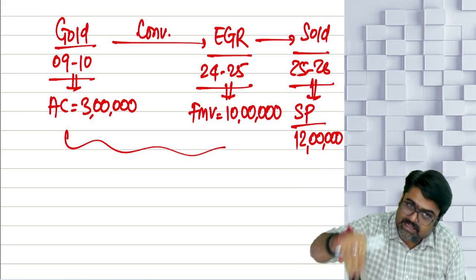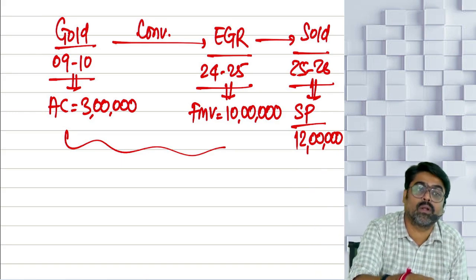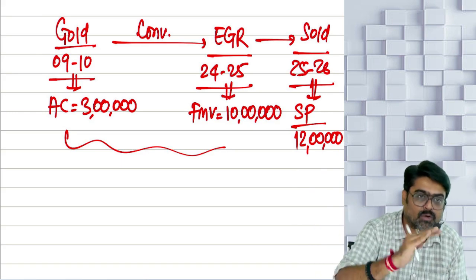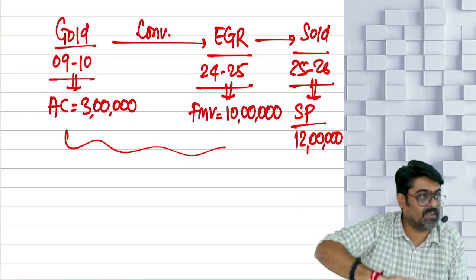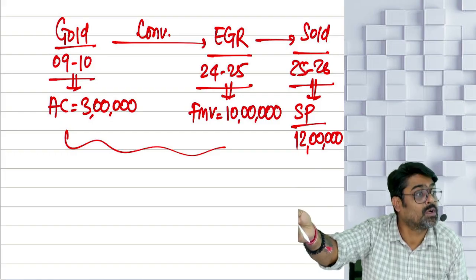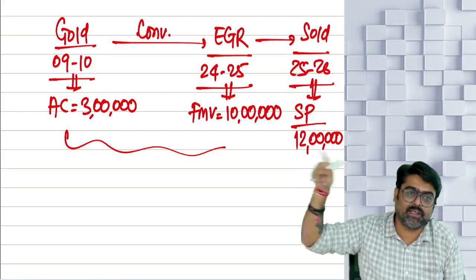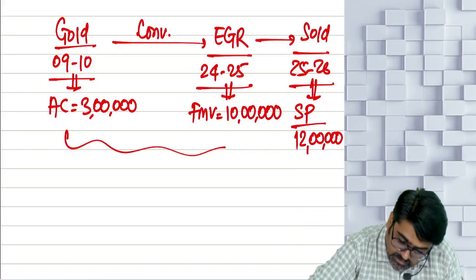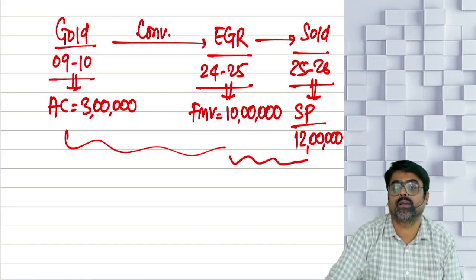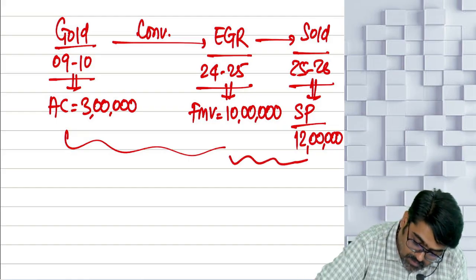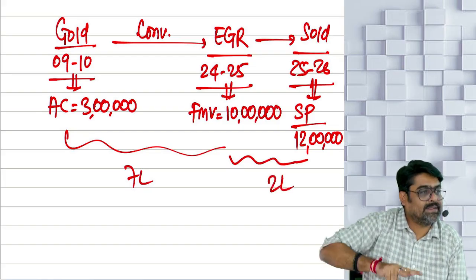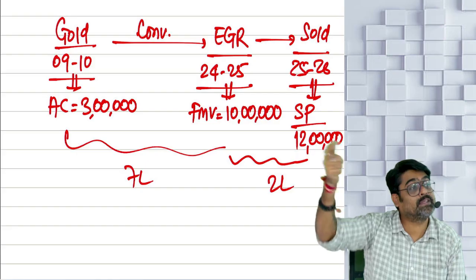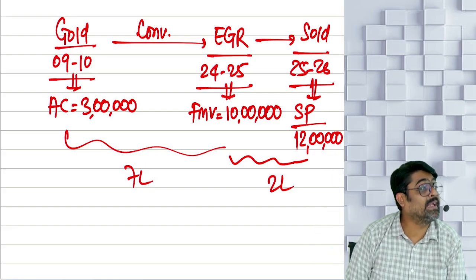So when the EGR came to you, what was the value of the gold? 10 lakh. 10 lakh worth of EGR was given to you, yes or no? And now the value of the gold has increased to 12 lakh. That means the value of EGR has also increased to 12 lakh. At that time you are selling this EGR for 12 lakhs. Can I say you are having a gain of 2 lakh here? Gain of how much? 7 lakh here. Gain of 2 lakh here. This entire 9 lakh rupees of gain will be realized when you will sell the EGR.